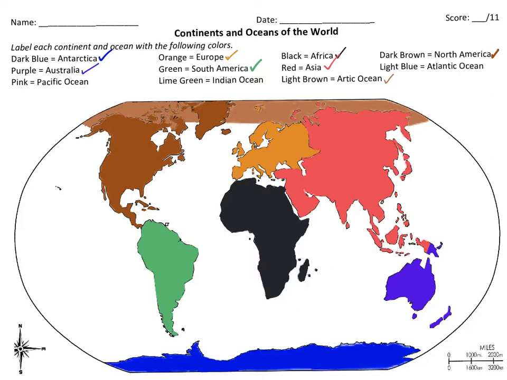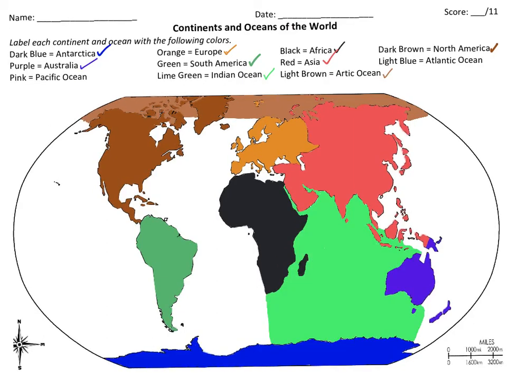And we will move on to the Indian Ocean, which is the second smallest. And you can see right here, the Indian Ocean is lime green. And the Indian Ocean is all of this right here. So from here to here and then up. That's the Indian Ocean. So color that light green. All right, that is what your lime green should look like. This is the Indian Ocean.